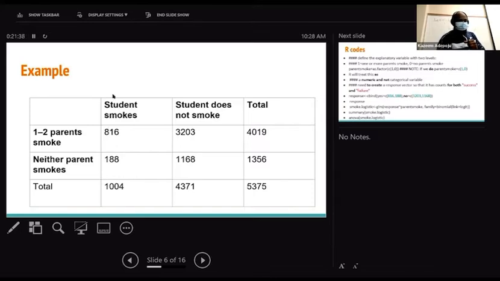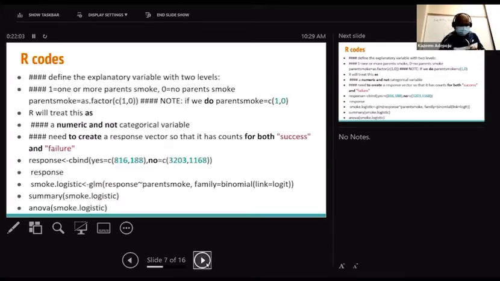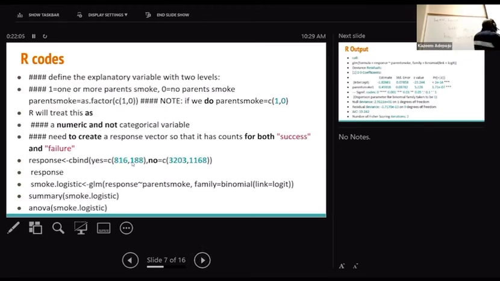Look at that. Response yes means students smoke. If you want to code it, your yes is talking about your response, not when you go by row. Row is for predictor, column is for response, but we are interested in the response, right? That is why you see 816 188 here. This is the column 816 188.